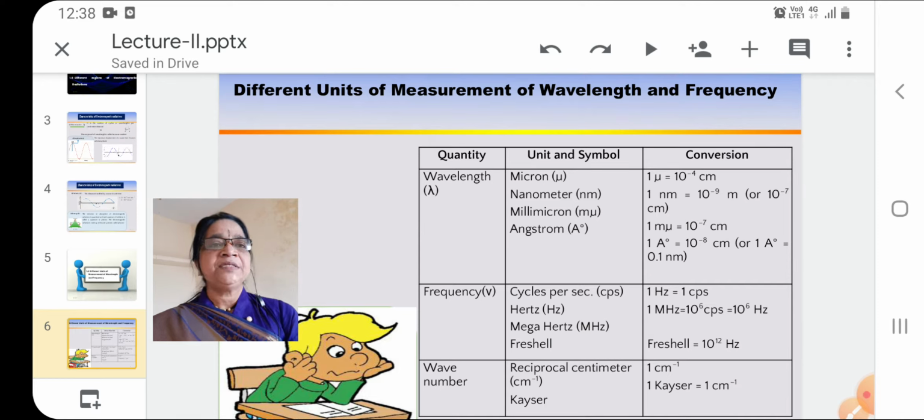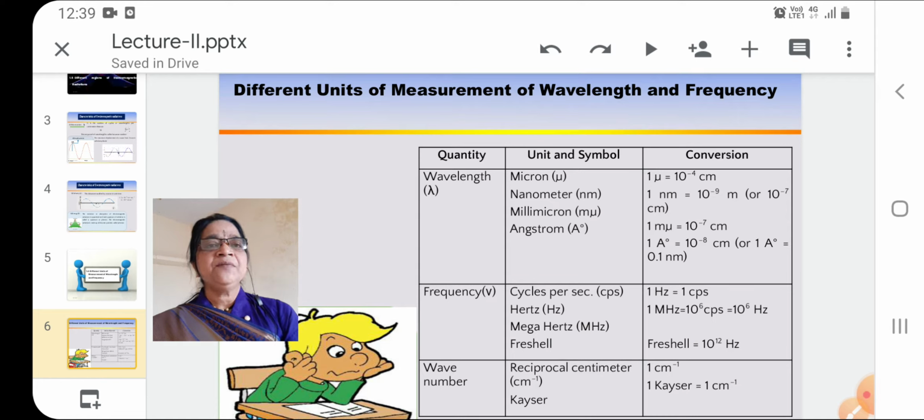Now the frequency. Frequency is denoted by nu, and its unit is cycles per second, that is CPS. It can be measured in hertz, megahertz or Fresnel. 1 hertz is equal to 1 CPS, and 1 megahertz is equal to 10 raised to 6 CPS, which is equal to 10 raised to 6 hertz, and 1 Fresnel is equal to 10 raised to 12 hertz.